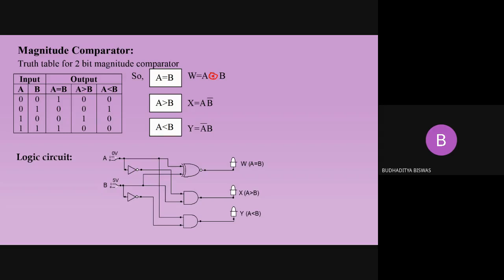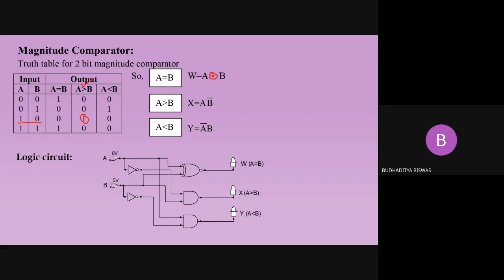Similarly, what is the expression for A greater than B? Let me see, who can say from the truth table, what is the expression for A greater than B? Sir, X equal to A B bar. A B bar, very good, because it's true here. Just check the combination: it's A equal to 1, B equal to 0. So that means A B bar. Okay, so A greater than B is A B bar.